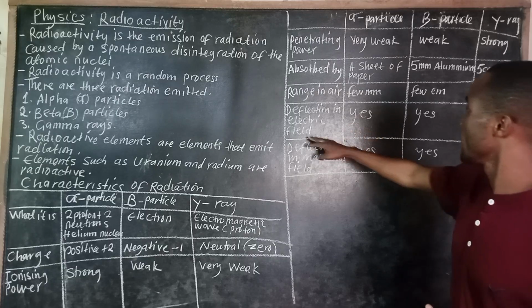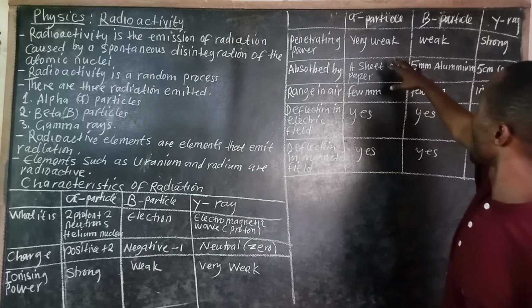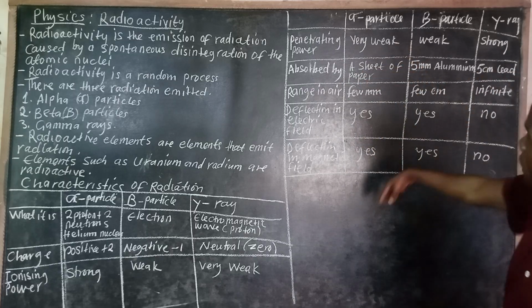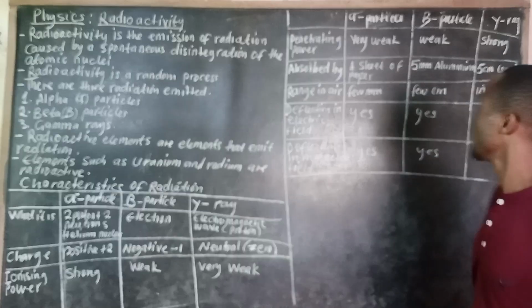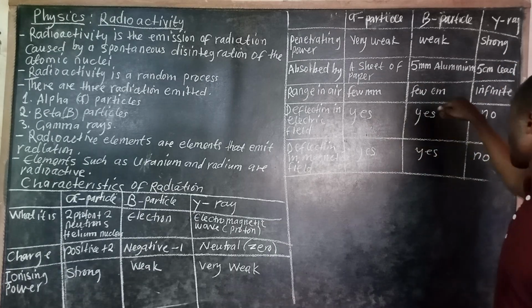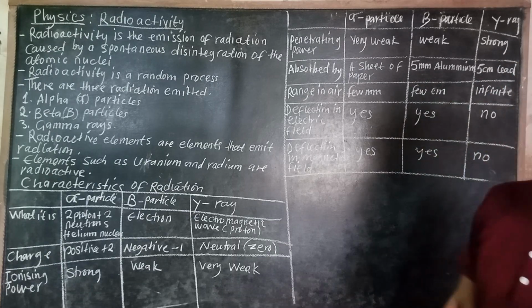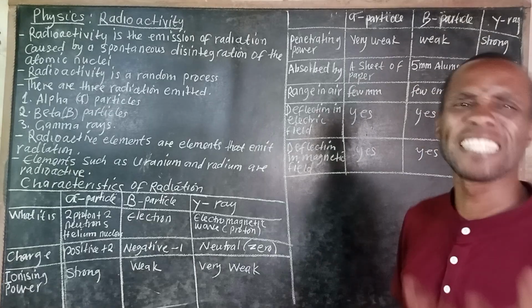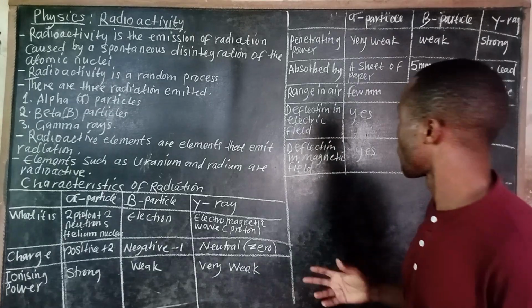Then deflection in electric field. Alpha particle deflects in an electric field, yes. Beta particle also deflects, yes. Then gamma ray does not deflect. When we say deflect, we mean redirect, in an electric field.